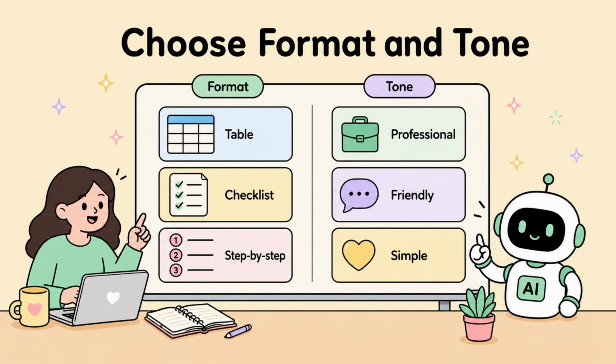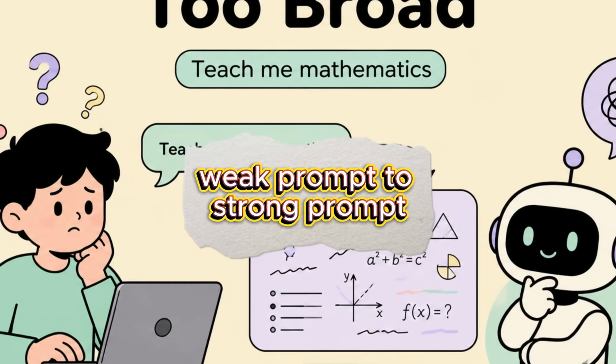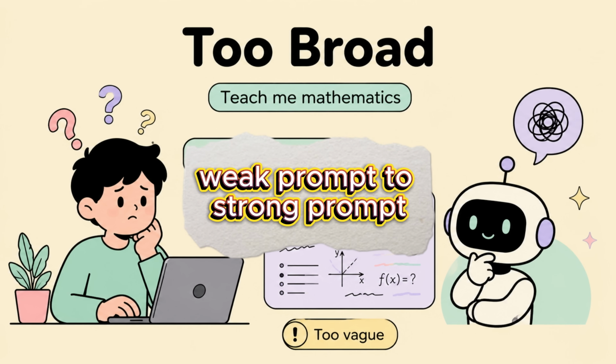You can also specify the format and tone. Should the answer be a table, checklist, or step by step guide? Should it sound professional, friendly, or simple? And when style or accuracy matters, provide an example or source material. You do not need all of these every time, just include the details that help the AI understand what a useful result looks like. Let us see how a weak prompt becomes useful.